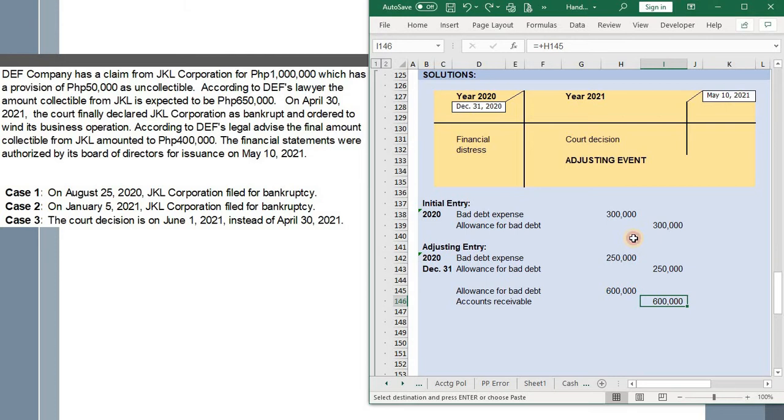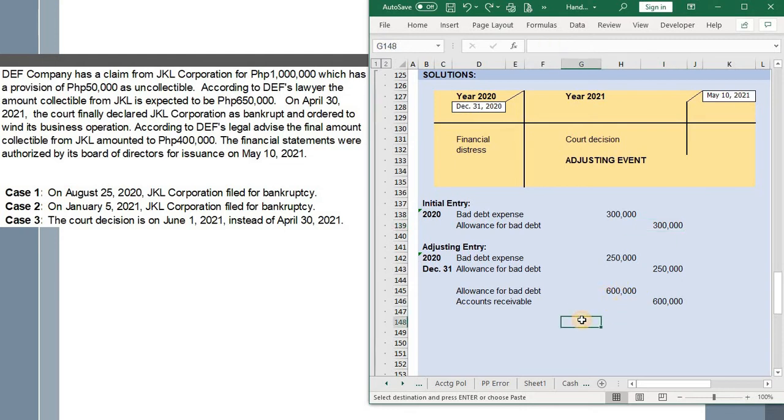Remember, prior to the 300,000 pesos we have recorded, there is already a balance of allowance for bad debts of 50,000 pesos. So 50,000 pesos plus 300,000 plus 250,000 pesos, we have a total of 600,000 pesos. And that is the total amount related to the claim from JKL Corporation. So that is the amount debited to allowance for bad debt upon write-off.